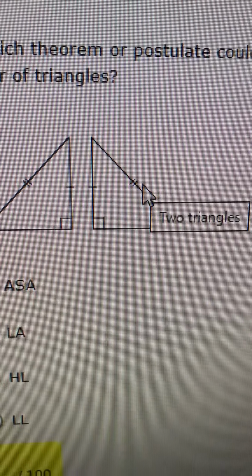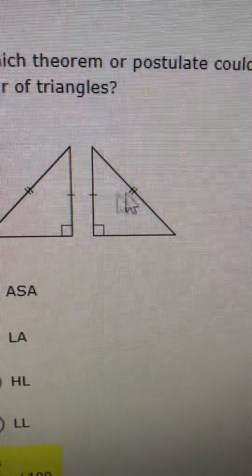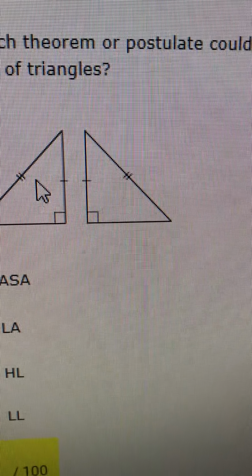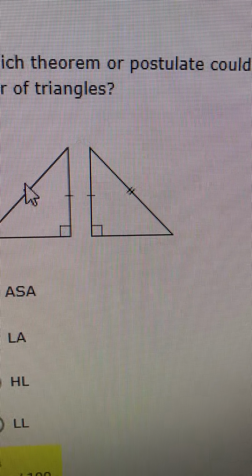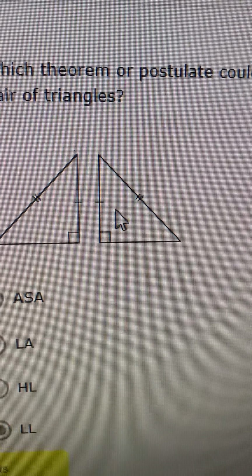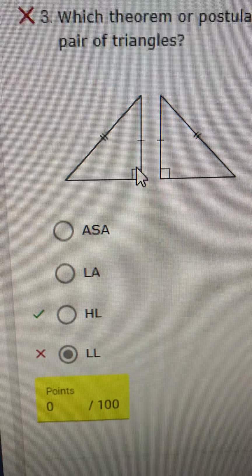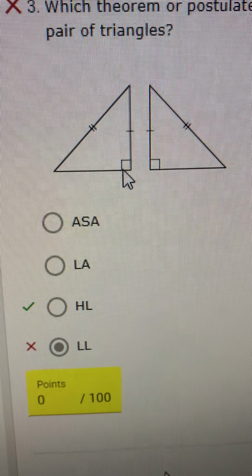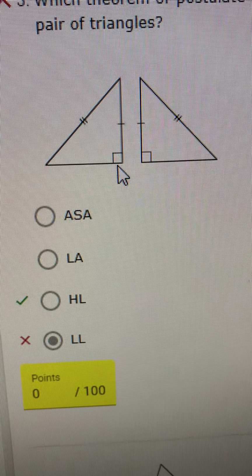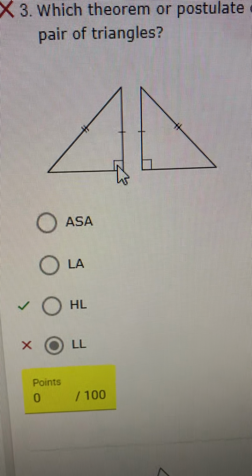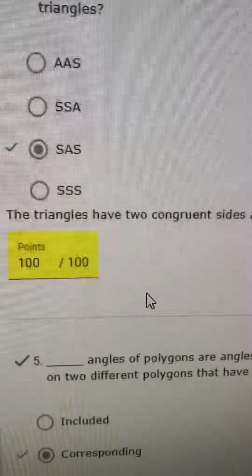So here, these two hypotenuses are equal because of the tick marks. See, 2 tick marks and 2 tick marks means that those sides are equal. And then one of the legs on this one and one of the legs on this one. Since we have a hypotenuse and a hypotenuse and a leg, it's got to be hypotenuse leg. Again, the legs of a right triangle are right on the edges of it, and the hypotenuse is always way over here opposite. Got that one right.